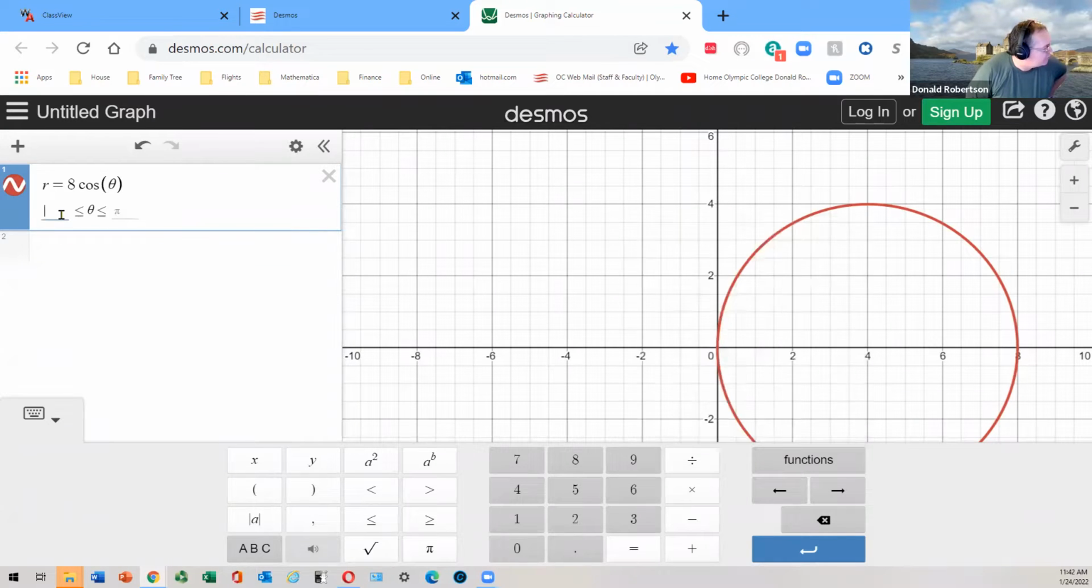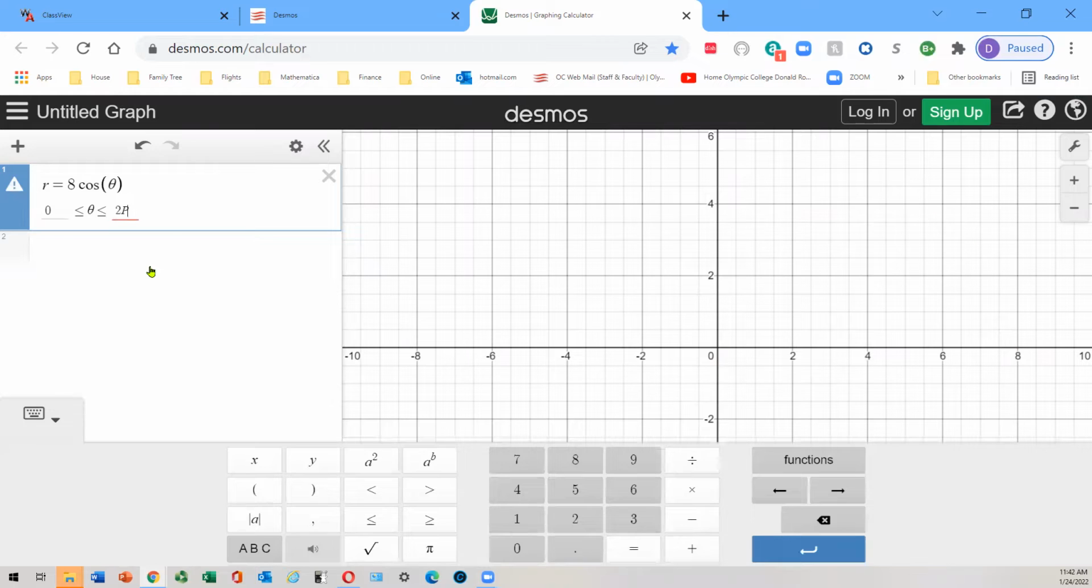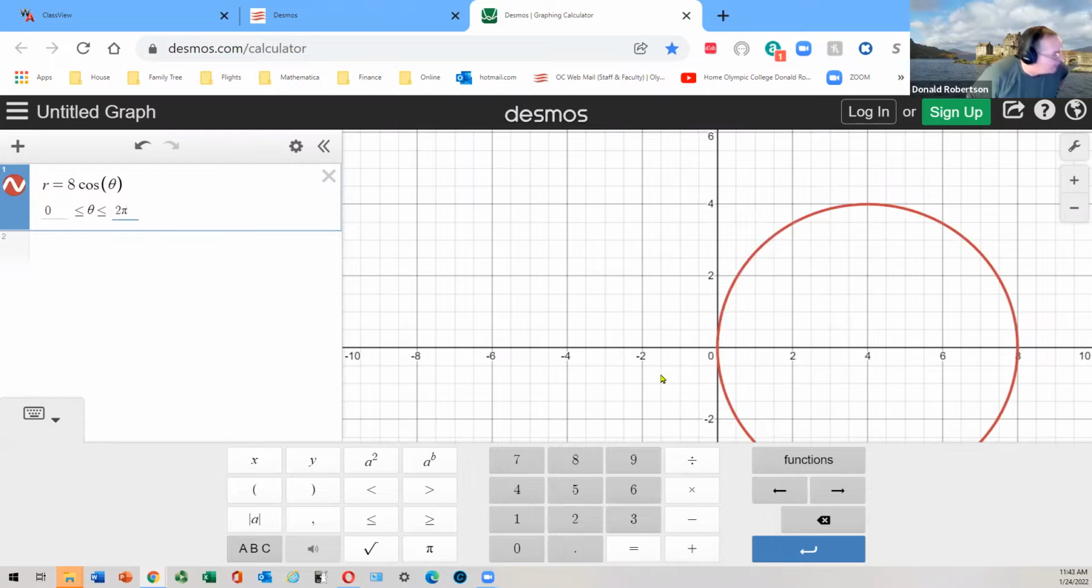I'm going to go 0. I'm going to do 2 pi. Actually, I'll just do pi. I'll probably understand pi as well. Tell me it understands pi. Yes, lowercase p, I think. Say it again. Lowercase p. Okay, pi. There we go.